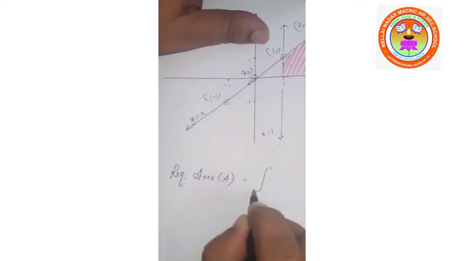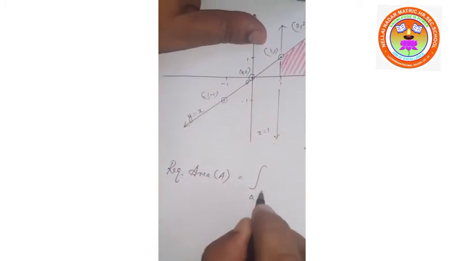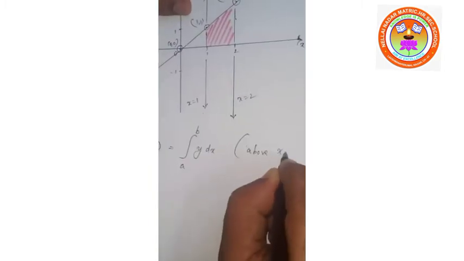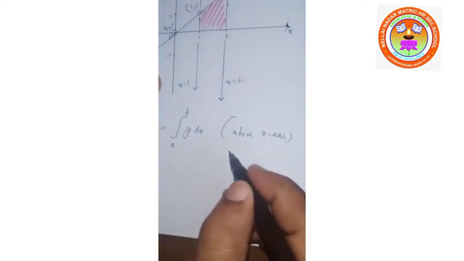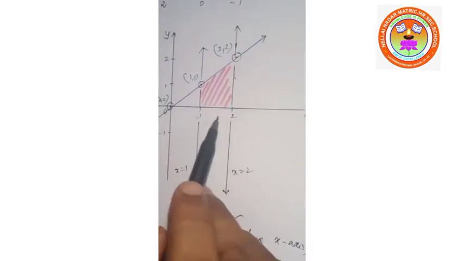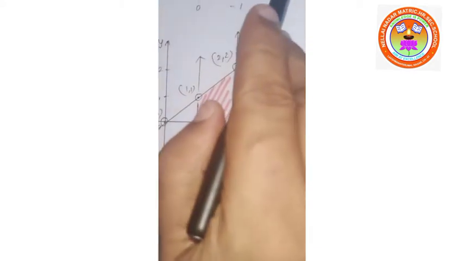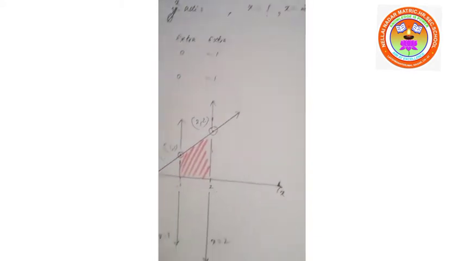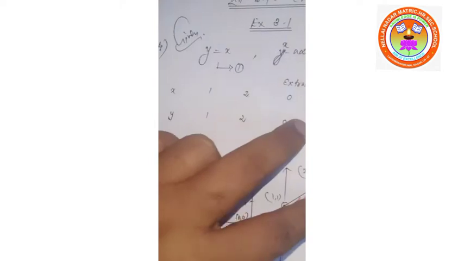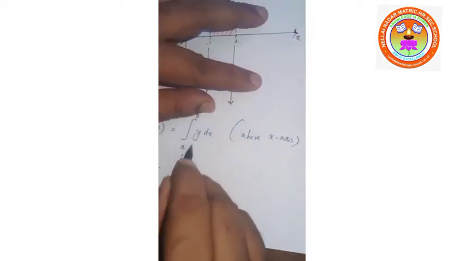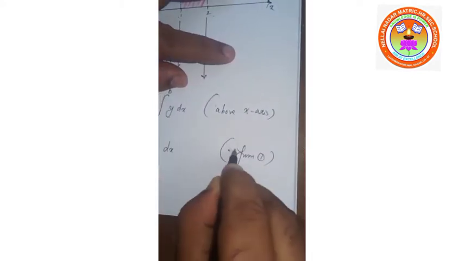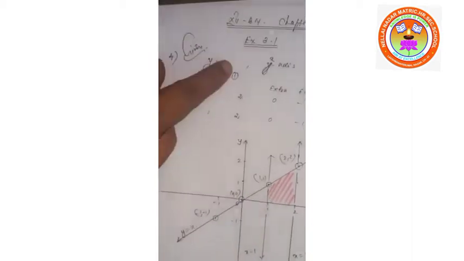A equals integral from a to b of y dx, since the region is above the x-axis. The starting and ending limits are 1 and 2. This is the lower limit and this one is the upper limit, already given as x equals 1 and x equals 2. So 1 to 2. Y equals x, so y can be replaced by x dx, taken from the first equation.